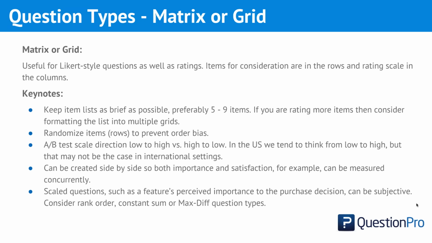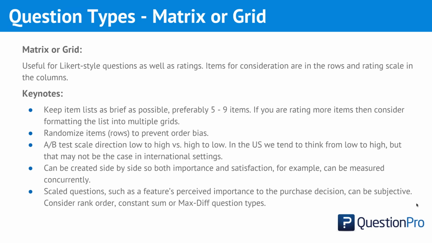Now some keynotes here. Keep your item list as brief as possible. Again, the old 5 to 9 rule of thumb here applies. If you're rating more items, then I would suggest that you consider formatting your list into multiple grid questions. Definitely randomize the items, that is the rows, to prevent order bias. And if you have multiple grids, and if your platform allows you to randomize the blocks, if you will, do that as well.